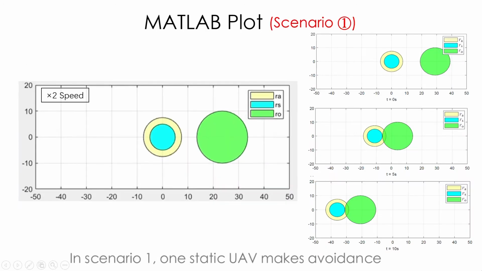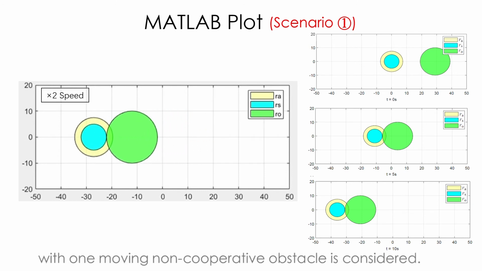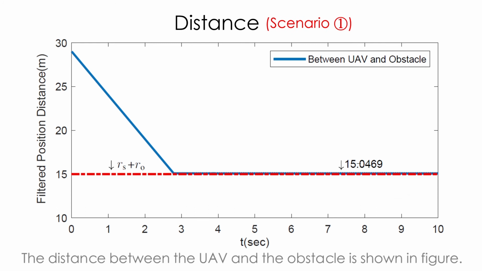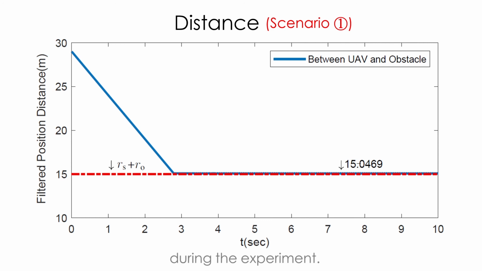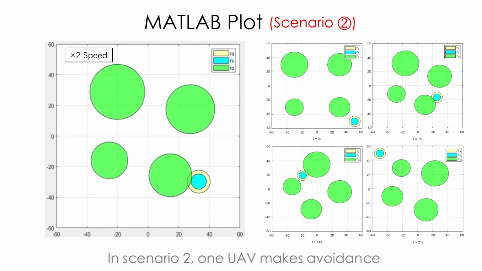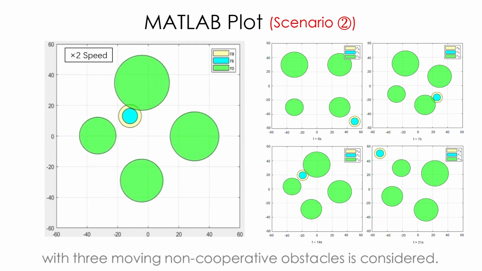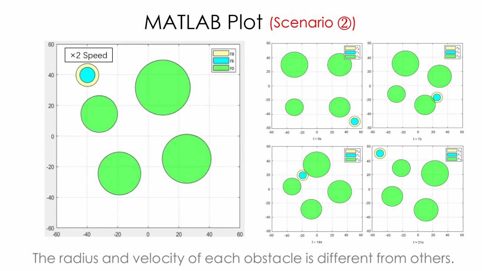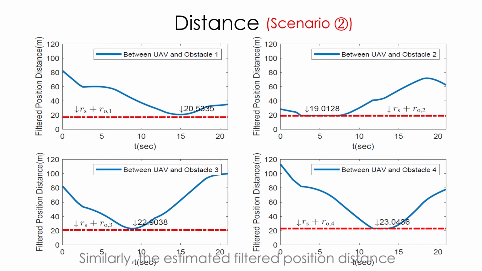In Scenario 1, one static UAV making avoidance with one moving non-cooperative obstacle is considered. The distance between the UAV and the obstacle is shown in the figure. The estimated filtered position distance is more than the safety distance during the experiment. In Scenario 2, one UAV making avoidance with 3 moving non-cooperative obstacles is considered. The radius and velocity of each obstacle is different from the others. Further, the distance between the UAV and each obstacle is shown in the figure.